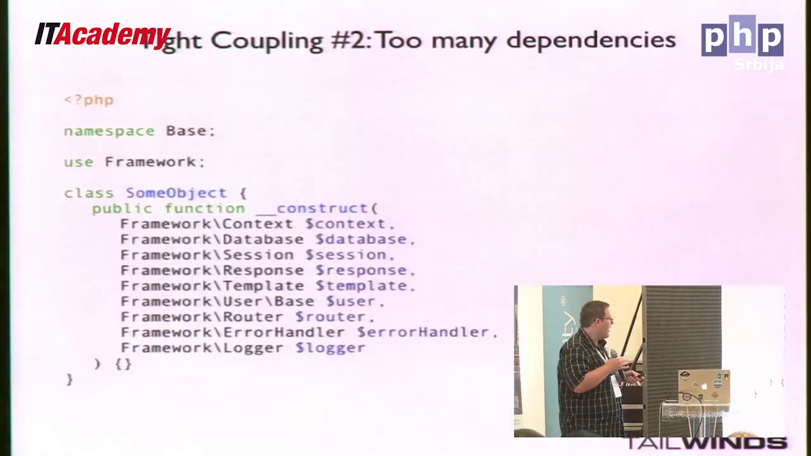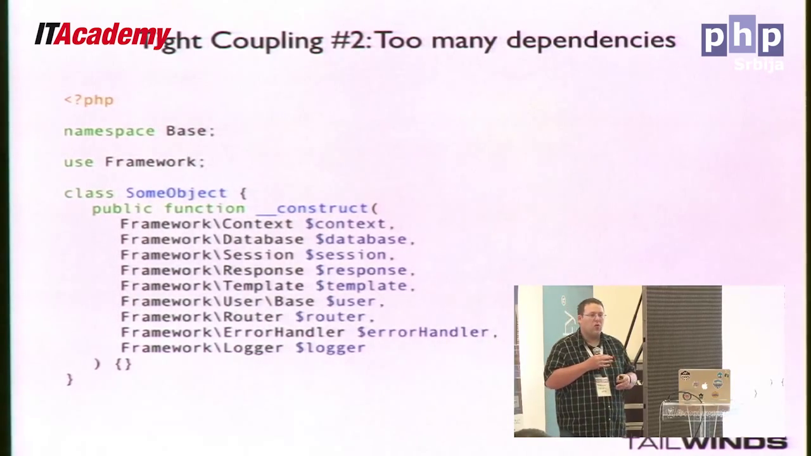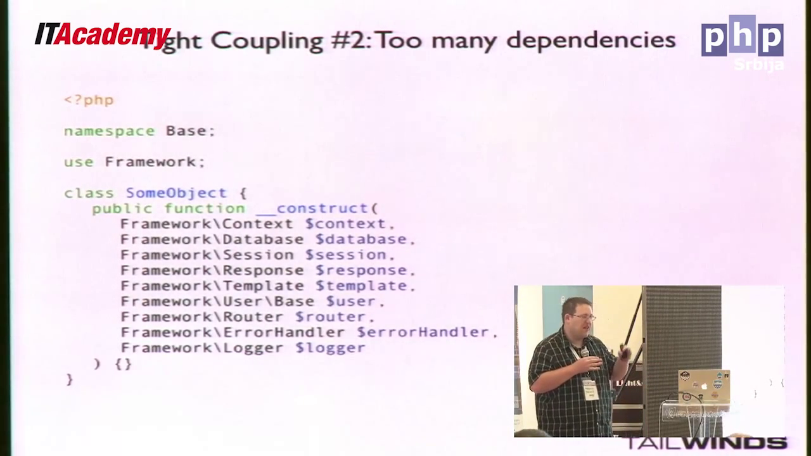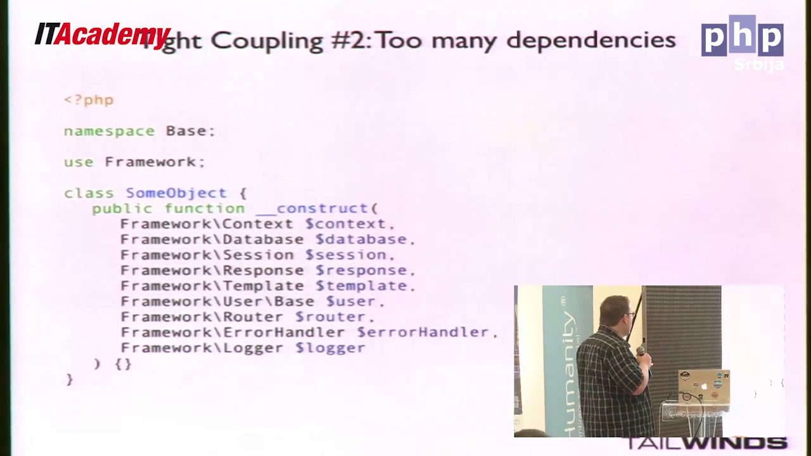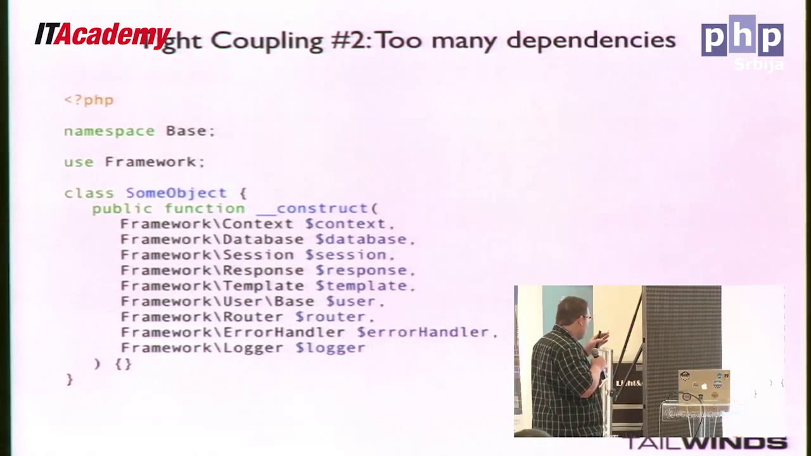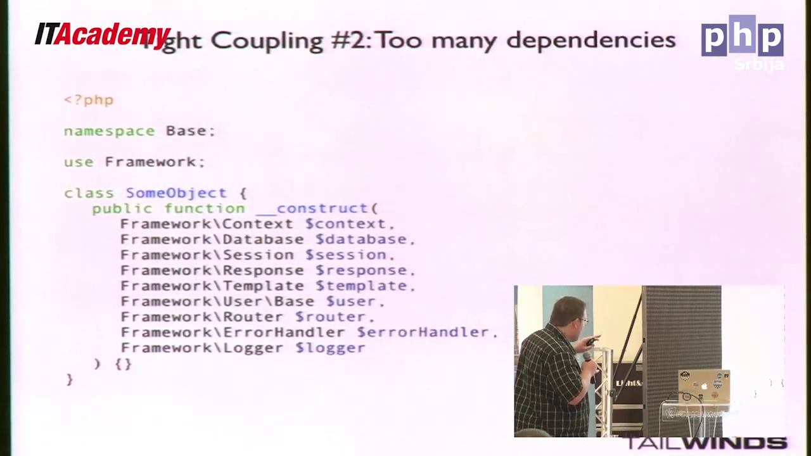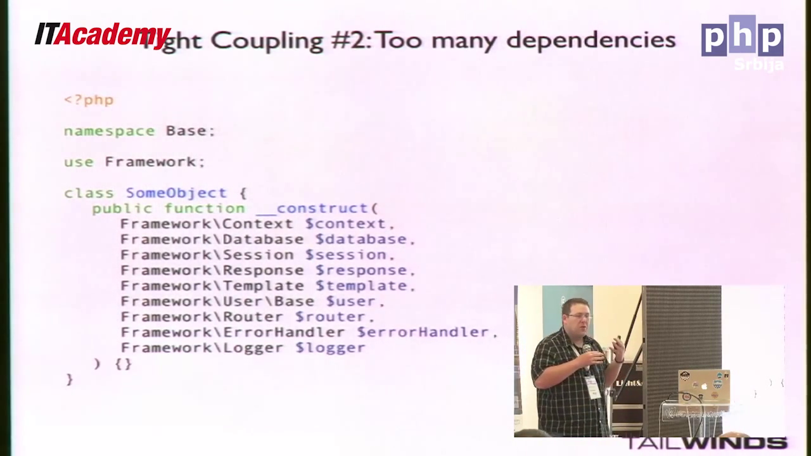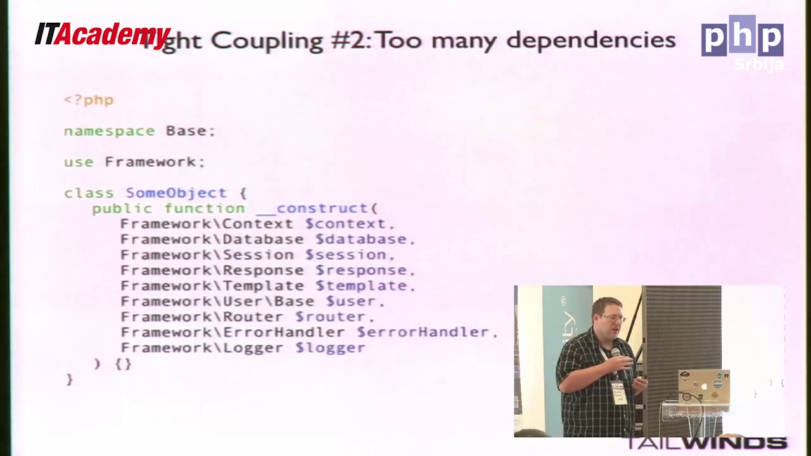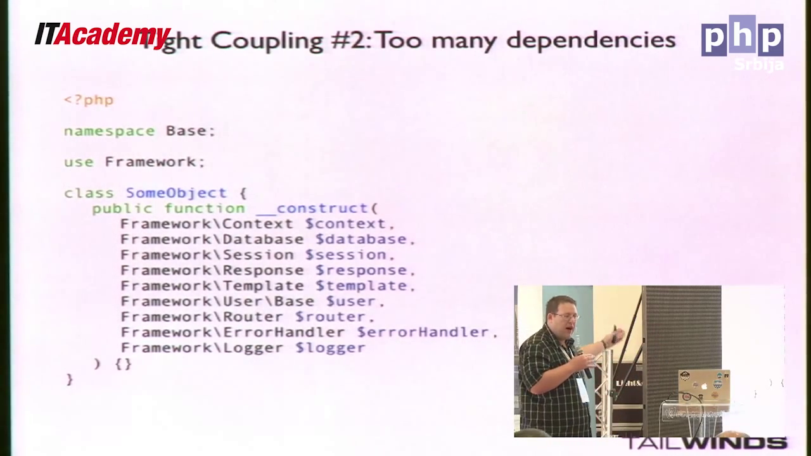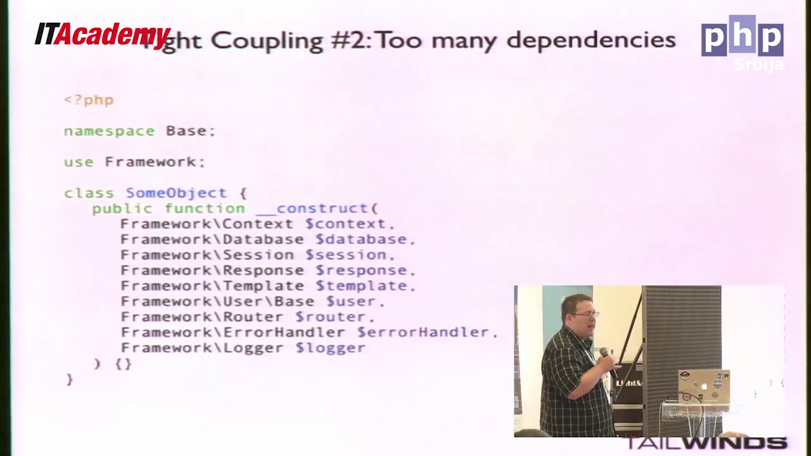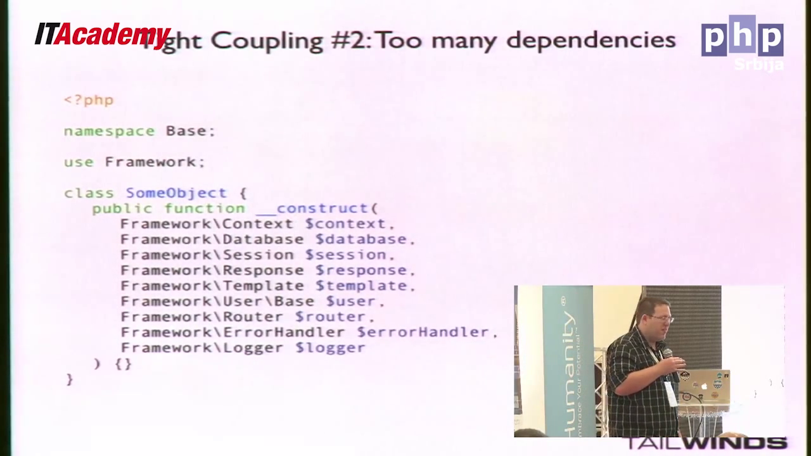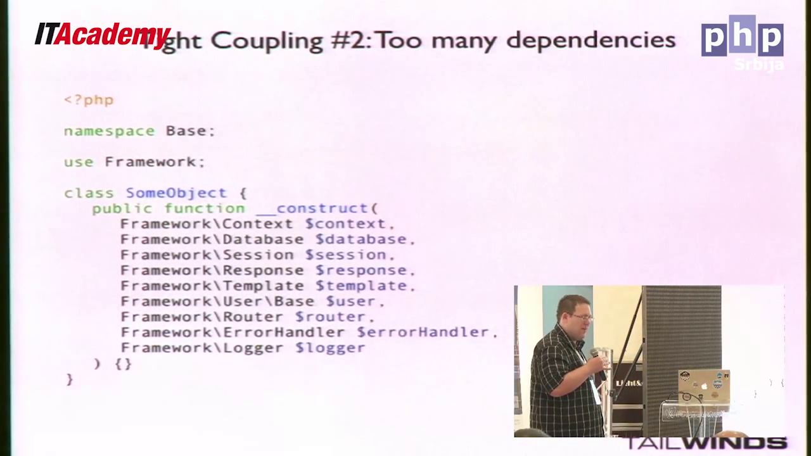The second kind of tight coupling is having way too many dependencies. This is a sample controller, and I have, let's see, 1, 2, 3, 4, 5, 6, I think I count 9 dependencies there. What happens when you have this many dependencies, especially in something like a controller, is a number of things. One, this becomes impossible to test because you are going to end up mocking every single one of these. It makes me cry when I have to mock something like this.